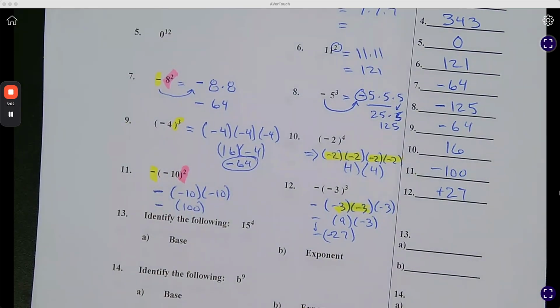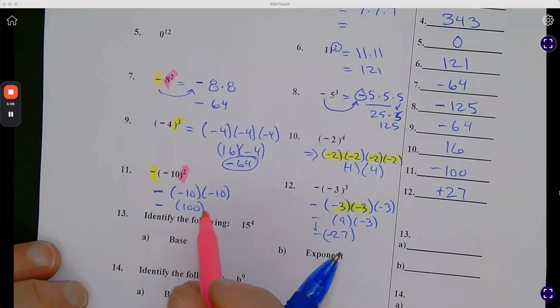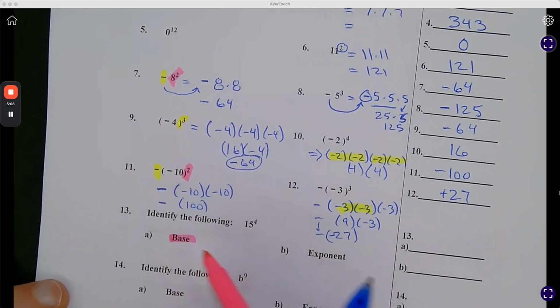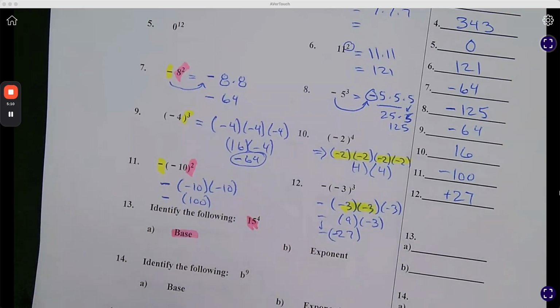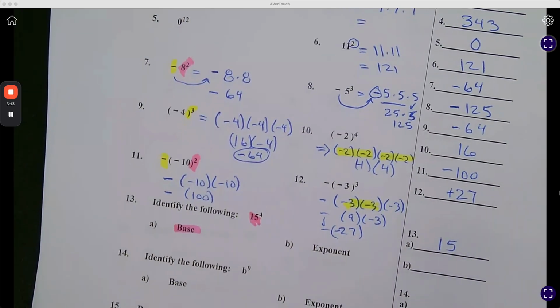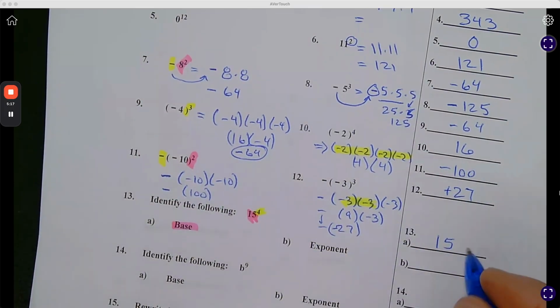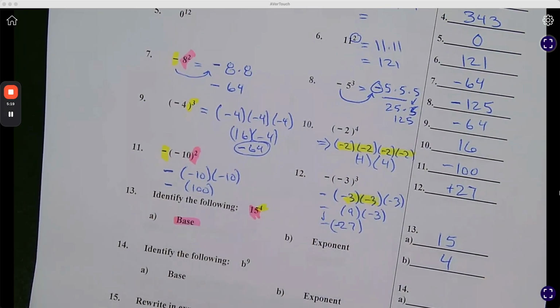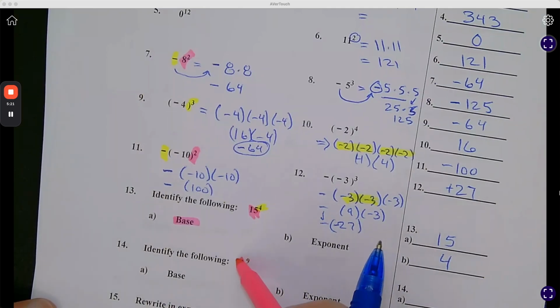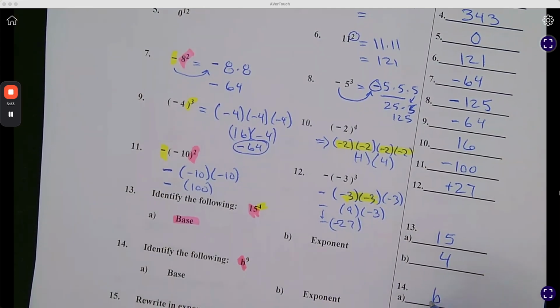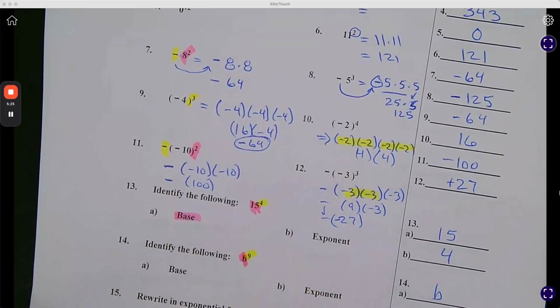All right, now base and exponent, we're just identifying them. The base is 15. That's being taken to the power. And the exponent is the power raised up and above, and that's a 4. Let's do it again. Base is b. Exponent is 9.